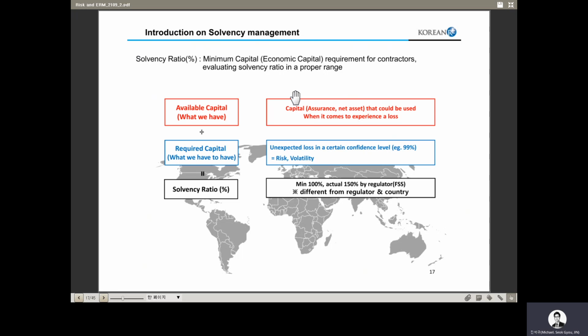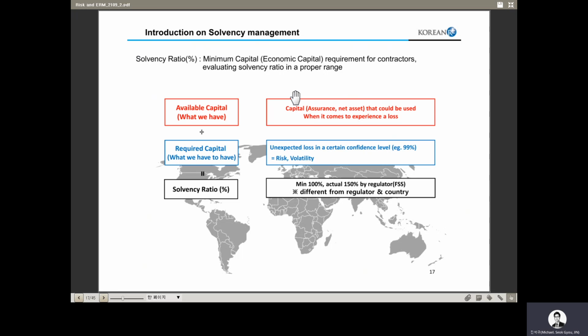Available capital means a capital or a net asset that could be used when it comes to experiencing a loss. Required capital, which is very similar to economic capital, and risk, as I've explained earlier, is an unexpected loss at a certain confidence level, such as 99%. And it is also defined as a risk and volatility. This measures what we explained earlier as risk in the first chapter.